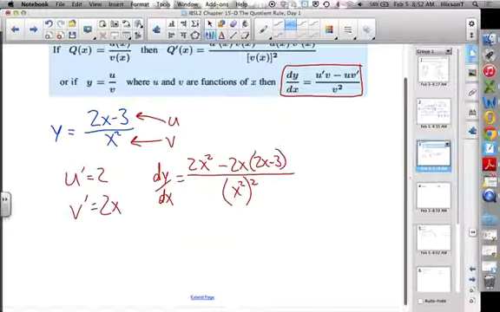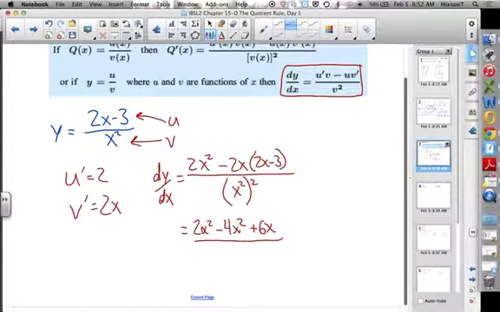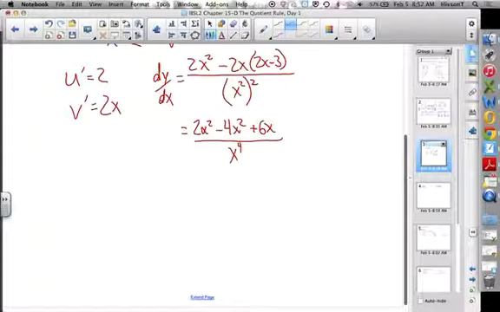You have 2x squared minus 4x squared plus 6x over, what's x squared squared? X to the 4th. So now that's a negative 2x squared plus 6x over x to the 4th.